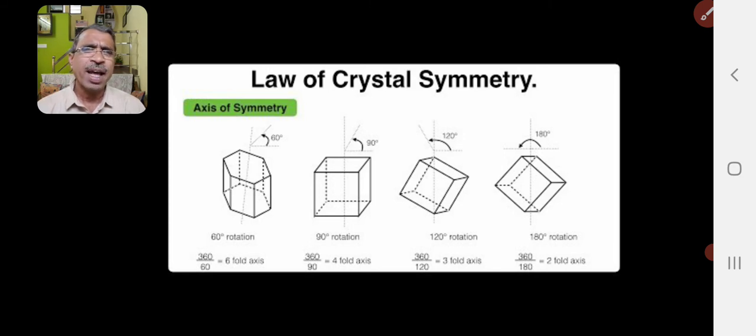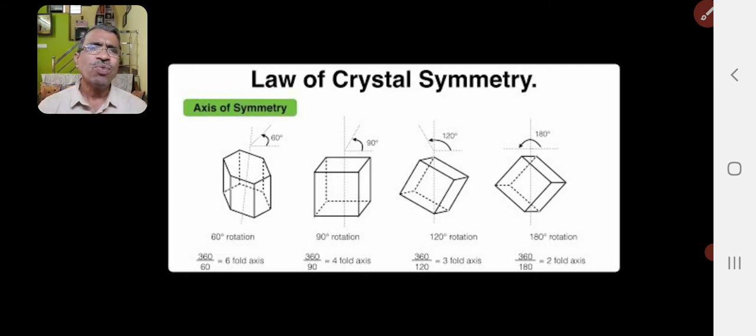Coming to the threefold axis, 360 degrees divided by 120 gives threefold. In the threefold axis, you are placing an axis through opposite corners. Now, with every rotation of 120 degrees, the crystal appears to be the same. Since there are 8 corners, we have 4 threefold axes of symmetry.